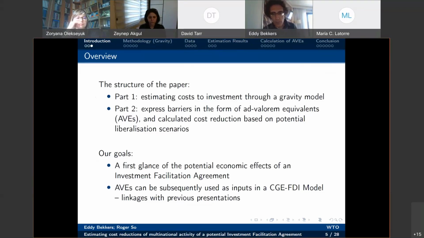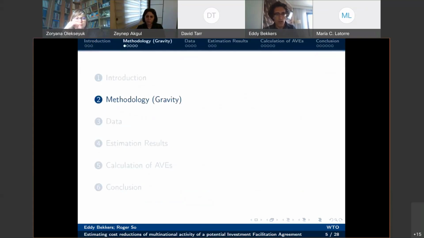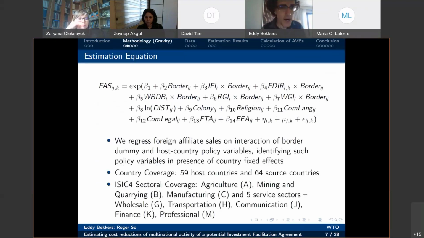And linkages here are with previous, but especially also with upcoming presentations, where Erwin is going to say something about our work on this. So then the methodology: I start by putting up the equation that we're estimating so that you basically have an idea what we're aiming at.